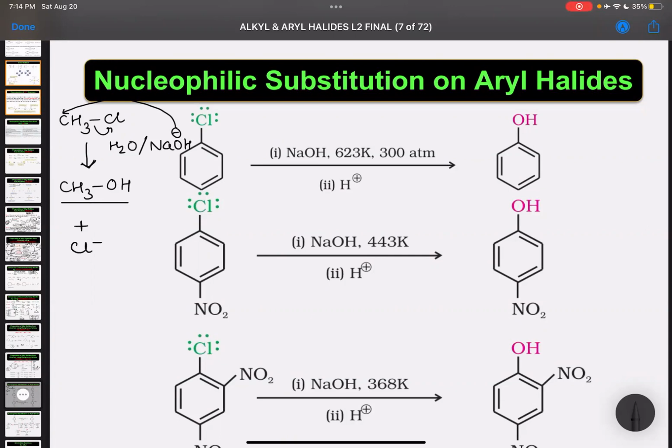And it can happen very easily. But if you do the same thing on chlorobenzene with aqueous NaOH, it will not come out. It will continue to remain as it is. Aqueous NaOH at room temperature, no reaction.